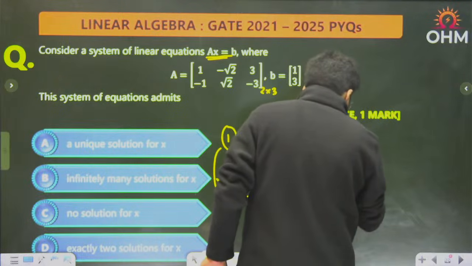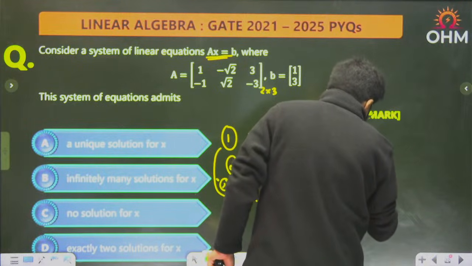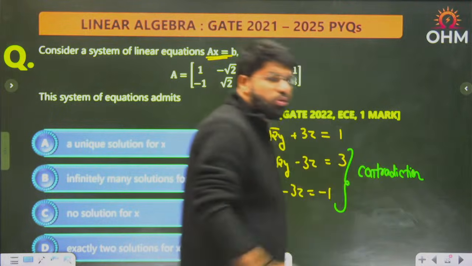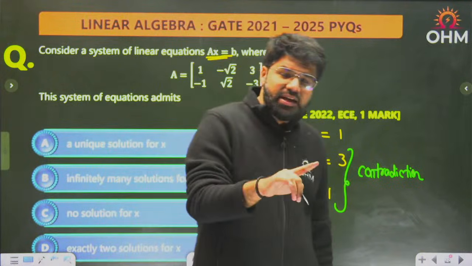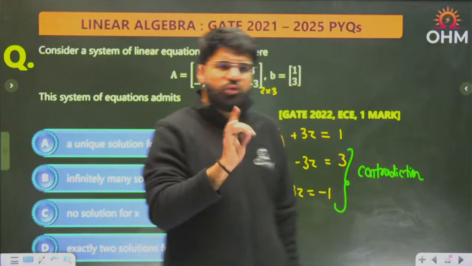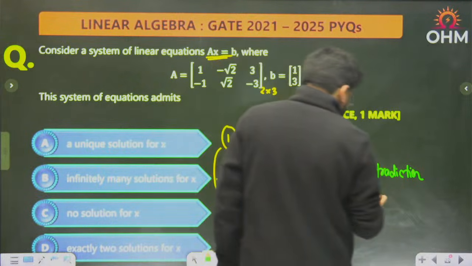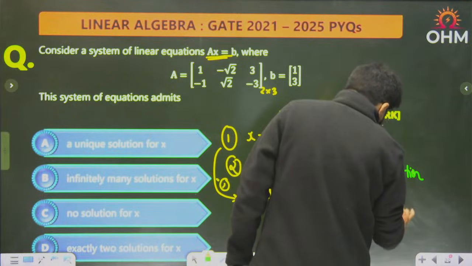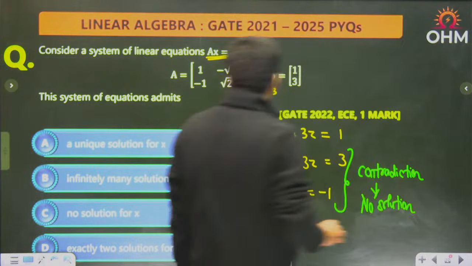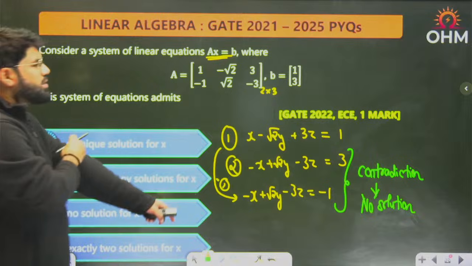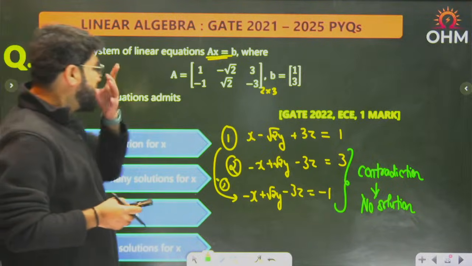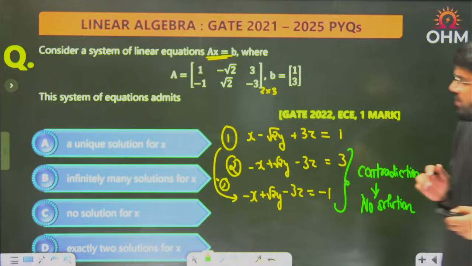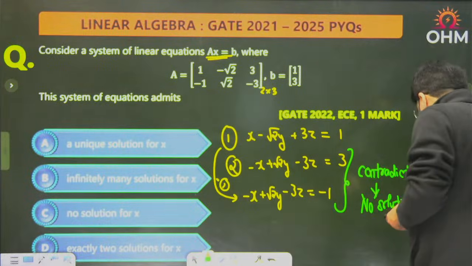That is what I meant by contradiction, when they don't agree with each other. One says something which the other doesn't agree with. That means if one is correct, the second is false. If the second is correct, the first is false. Simple. So it is a contradiction case, and in case of contradiction, you will not get any solution. Simple. Finished.